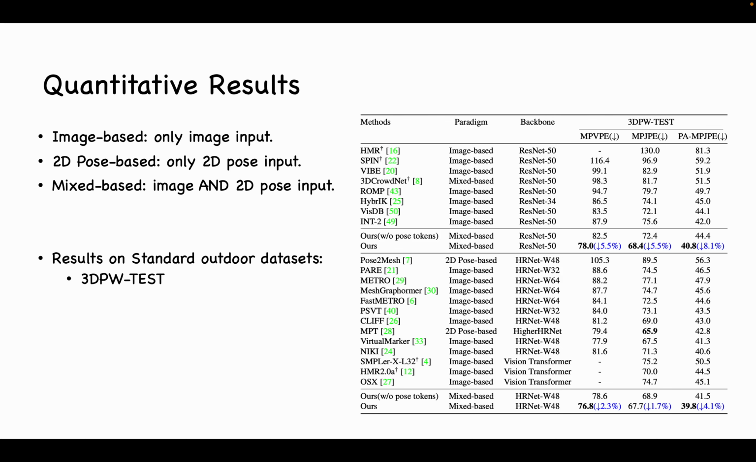Here we show some experimental results of our model. As you can see on the right side, despite that our method is indeed inferior to MPT and virtual marker on MPJPE, it beats all baselines significantly on MPVPE and PAMPJPE, showing the capability of PostoMETRO on the in-the-wild dataset.